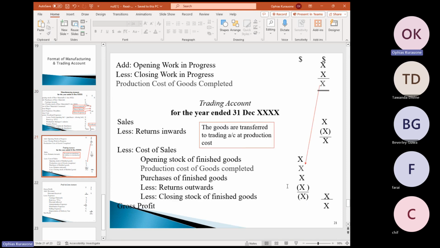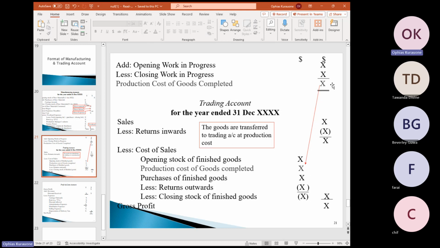Then you go on, you add opening work in progress, then you less closing work in progress. Then production cost of goods completed. That's very important.